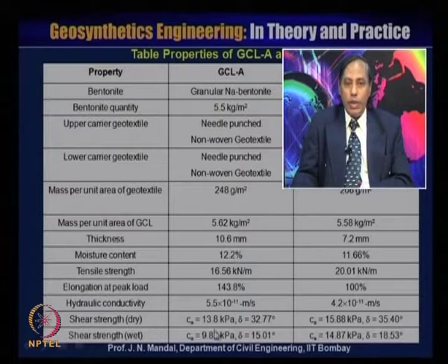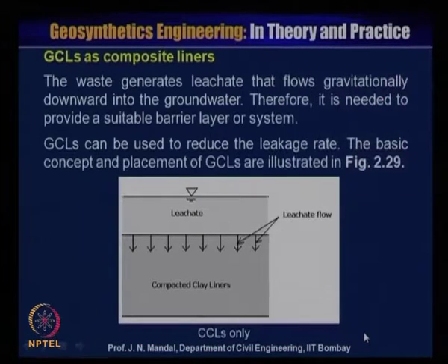For shear strength in the dry condition, Ca is 13.8 kilopascal and delta is 32.77 degree. In the wet condition, Ca is 9.8 kilopascal and delta is 15.01. For GCL B, Ca is 15.88 kilopascal and delta is 35.40 degree, and in the wet condition Ca is 14.87 kilopascal and delta is 18.53. This is all the information given by conducting this test.